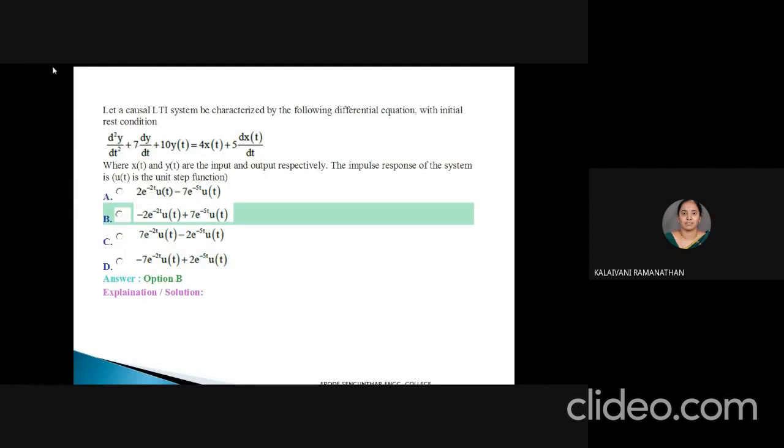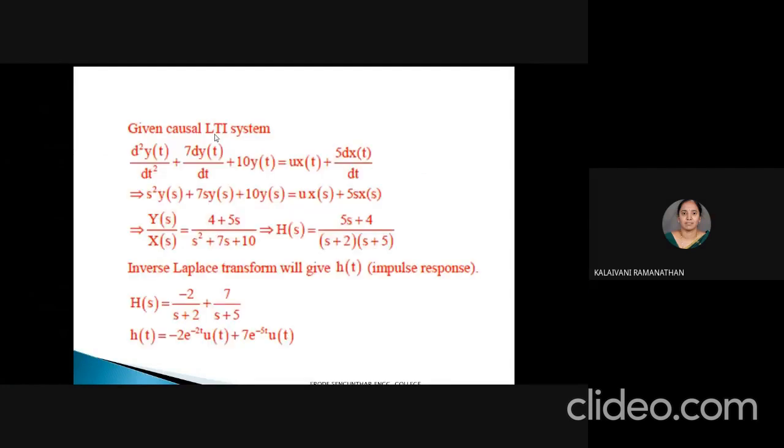So in this problem, we have to take Laplace transform for this whole given differential equation. So if you take Laplace transform for this whole equation, it becomes s square y of s plus 7s y of s plus 10 y of s is equivalent to, this is 4, this is wrongly written as u. So it is 4x of t. So it is 4x of s plus 5s x of s. And then you have to rewrite it as y of s by x of s in order to note down your transfer function h of s.